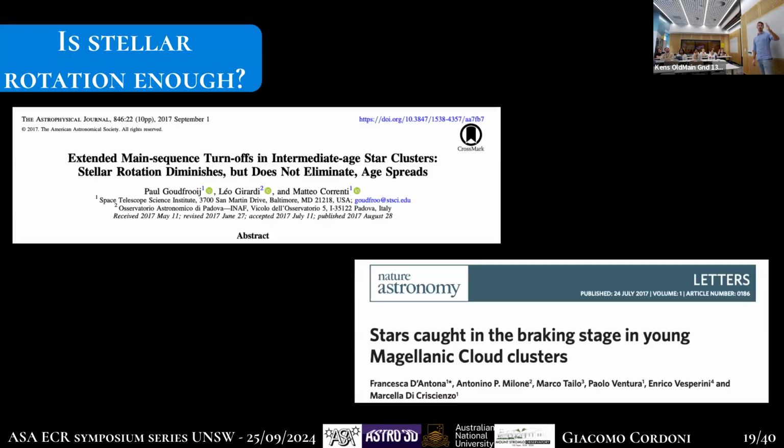So in 2017, there was this debate whether we had to include a residual age spread, not of a few hundred million years, but maybe of 50 or 100 million years, to reproduce the CMDs of young star clusters. But we also had groups that claimed that they could explain everything just by assuming that stars spin down during their evolution, by tidal locking or some other effects. If a star spins down, it looks younger because it has enhanced mixing due to stellar rotation. And so we couldn't understand which was the right one.